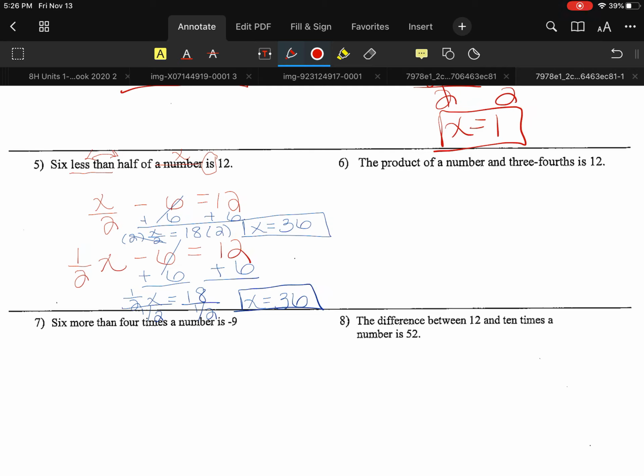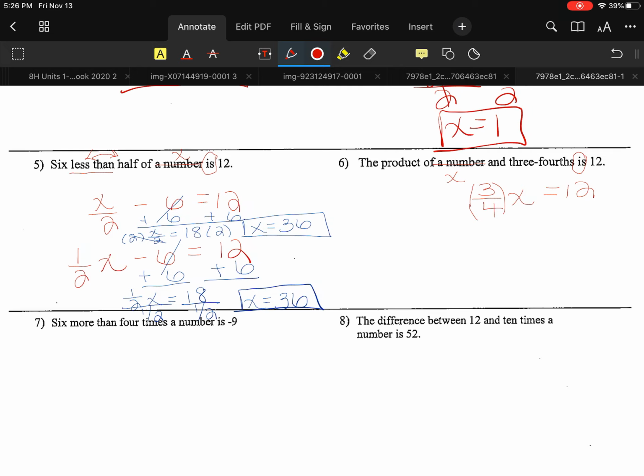Number 6, switch back to red here. The product means multiplication, "of" also means multiplication, a number, and 3/4 is 12. "Is 12" means equals 12. Product of a number, we use x, and 3/4. So 3/4 x. Multiplication, no operation. 3/4 x equals 12 is my equation.